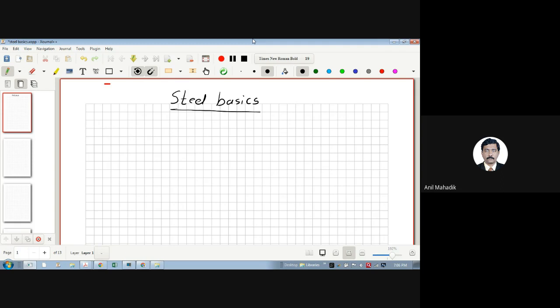Now, today we will start with the steel basics. Steel means I am saying mild steel, which we generally use in industrial structures. What is the grade of mild steel? 250, so yes, 250 Newton per mm square. Whenever we use this steel, how do we handle it? Generally, we use IS 800 for design of this steel.